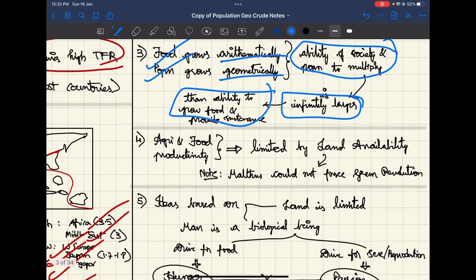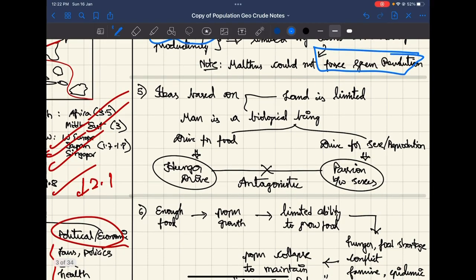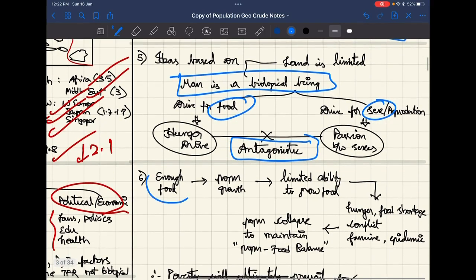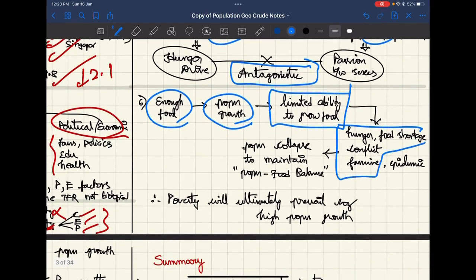But he could not predict the Green Revolution. According to him, population will be limited by agriculture and food productivity. Man is a biological being, so he has two drives, the drive for food and the drive for sex, and both these drives are antagonistic. If there is enough food, the population will grow, but there is limited ability to grow food. So hunger, food shortage, and conflict will happen, and this will again maintain the population and food balance.